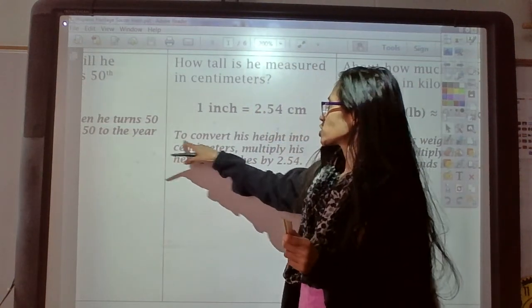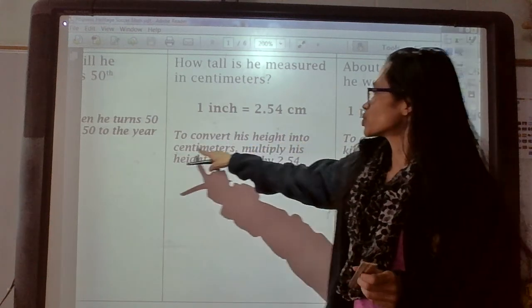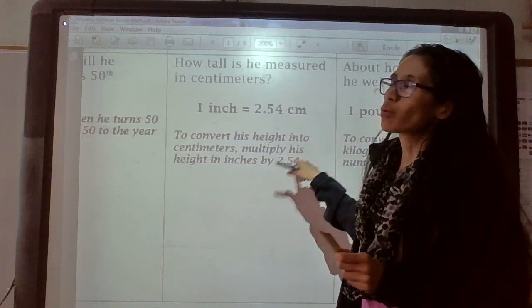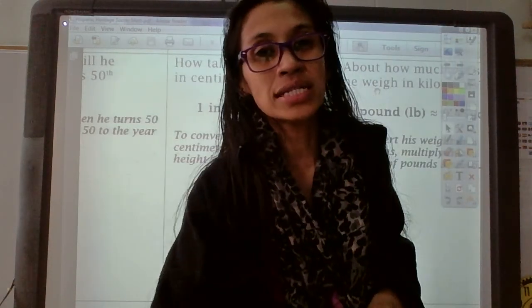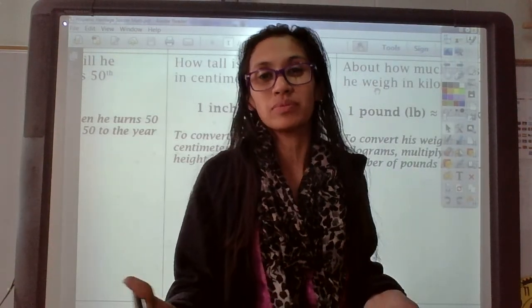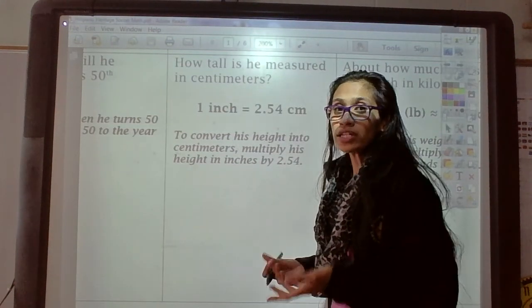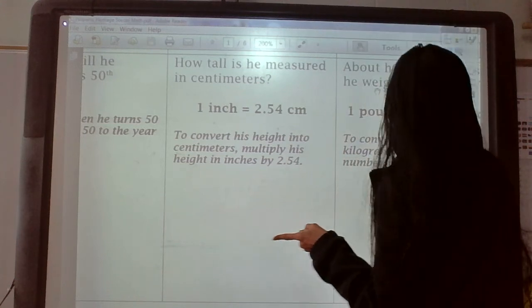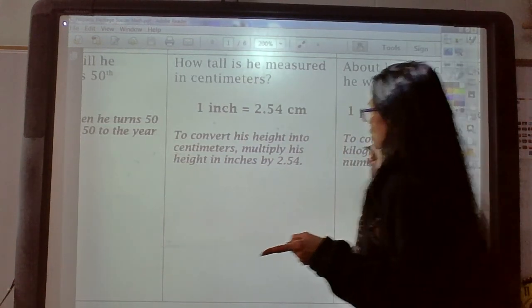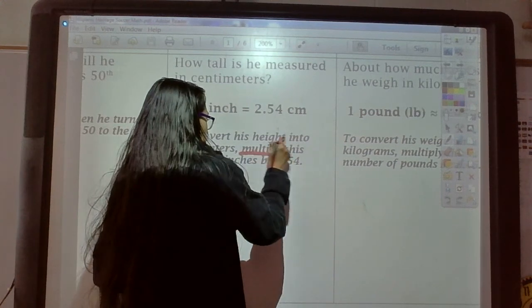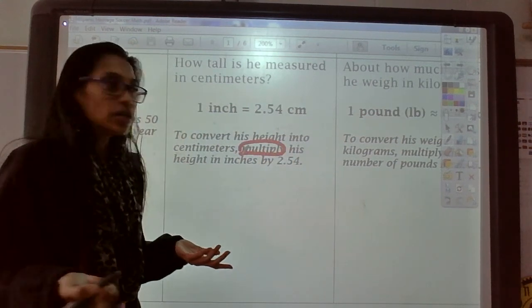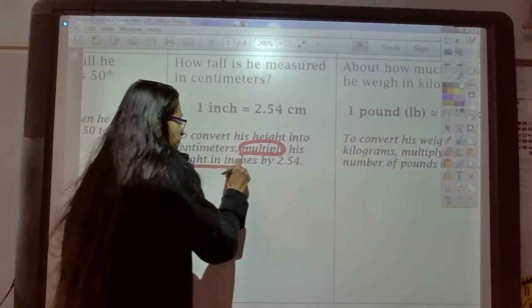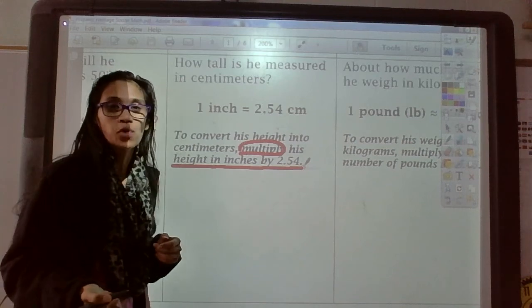Let's read. It says to convert his height into centimeters, multiply his height in inches by 2 and 54 hundredths. So is this a one-step or a two-step problem? Look at it again. It's just one step. And what operation do we have to do? It says it right there. The operation is to multiply. And what are we multiplying? It says we are multiplying his height in inches by 2 and 54 hundredths.